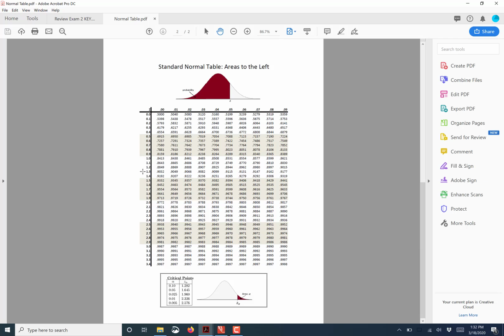So I find the 1.2. Oops, don't want to do that. I find 1.2, and then I find the 0.9. So you can't really see, this is just not working. Sorry, I just erased it. So 1.29 is 0.9015.